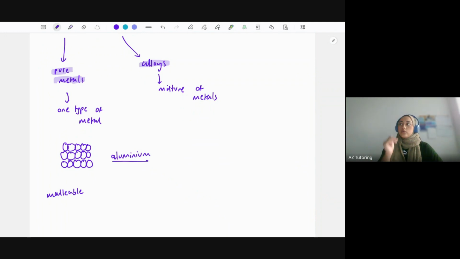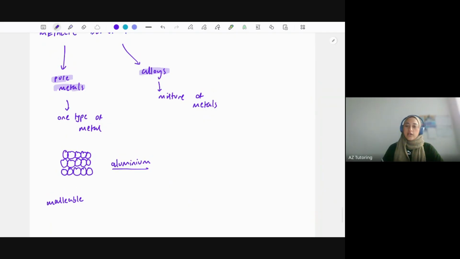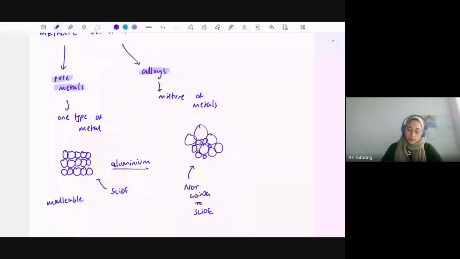That's not ideal to use aluminium, say, for example, to build a door. You need an alloy for that. Now, alloy is a mixture of metals of different sizes. So let's say this is a structure. Now, as you can see, that's a mixture. The layers are not going to slide over each other, whereas these will slide, which is what makes it malleable. So the alloys essentially are harder, therefore more useful than just pure metals. So pure metals, way too soft.